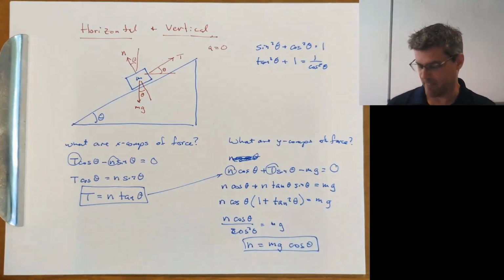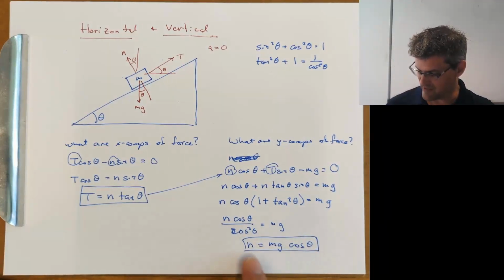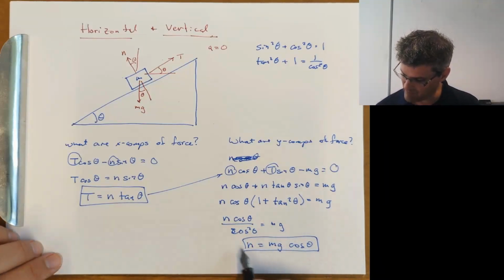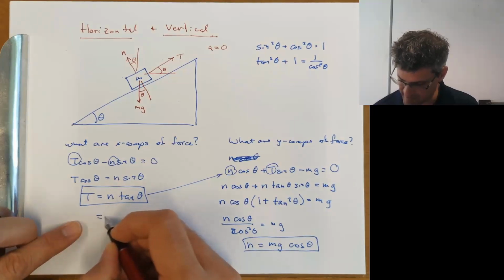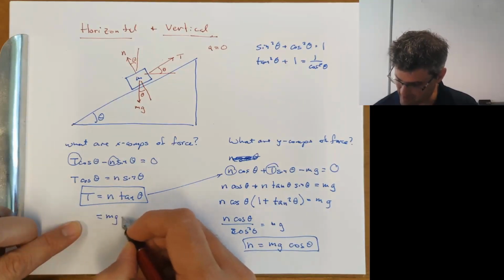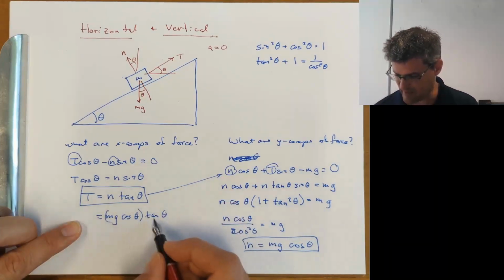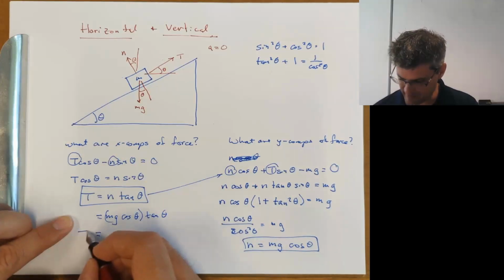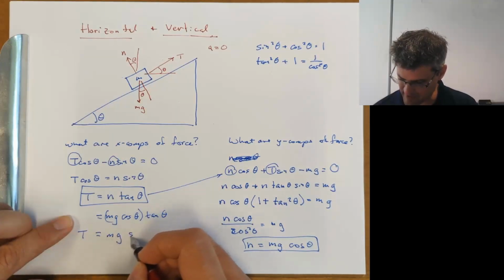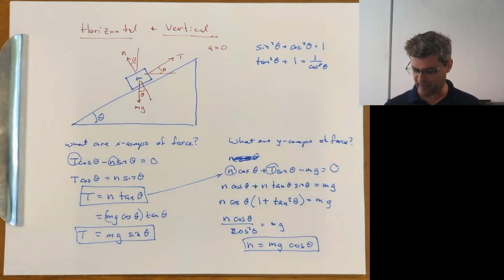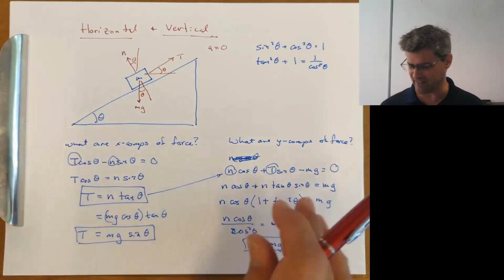Now I do know m, I do know g, I do know theta, so I know the normal force. This is a number that I could actually calculate. And plugging this normal force in over here, the tension is mg cosine theta times tangent theta, but tangent theta is sine over cosine. So the tension is mg sine theta. Okay, so we could calculate what the tension and the normal force are. We could do the problem as proposed. But I'd like to highlight something different.